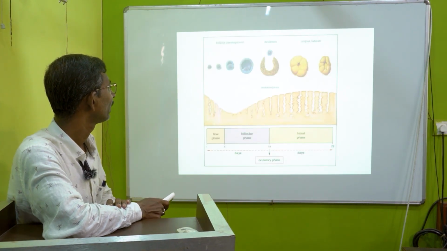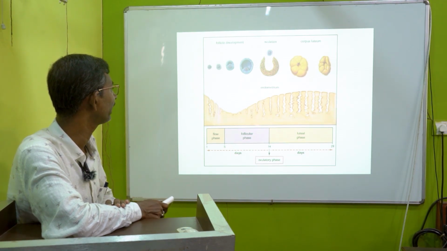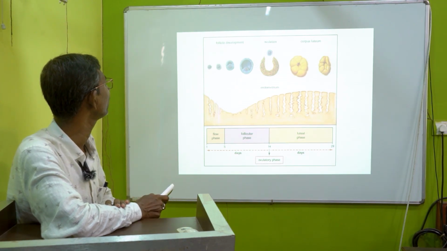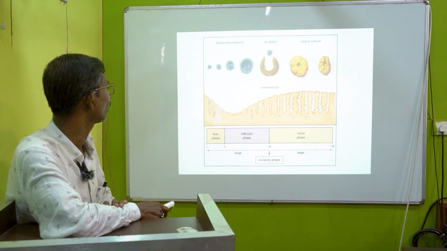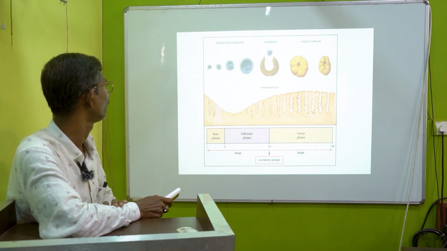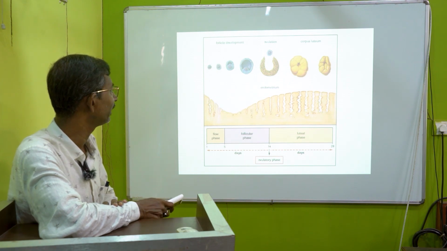Next. Now this is a picture showing the two sets of changes that are noted, the ovarian and uterine changes. In the ovary, follicular development is started, and at day 14 ovulation takes place. After ovulation the corpus luteum is formed, and these are the endometrium of the uterus.